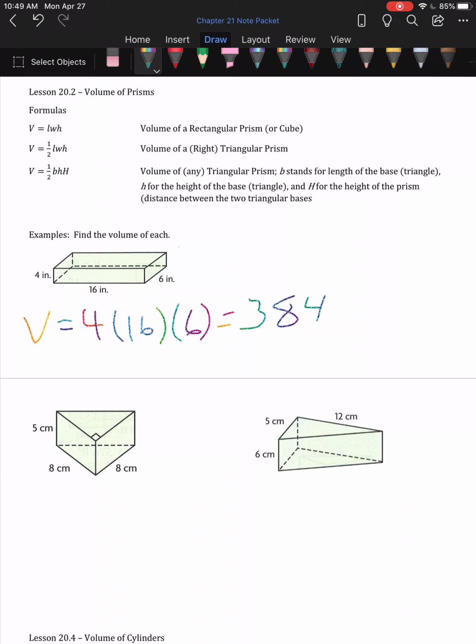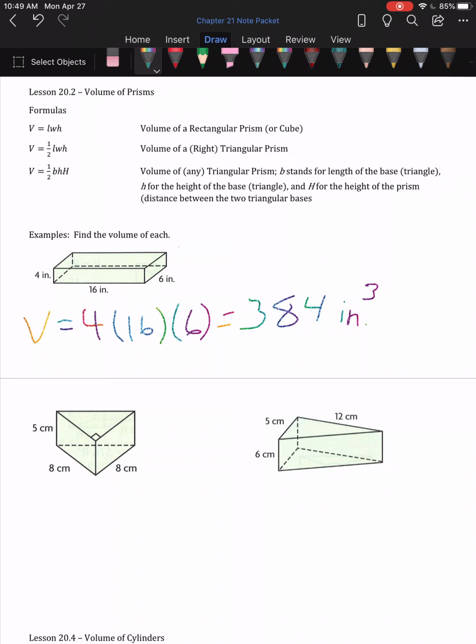And remember, I do want you putting units of measurement on your answer. Here we have inches, and volume will be in whatever the unit is, here inches cubed. Area and surface area are in units squared. Volume will be in units cubed.